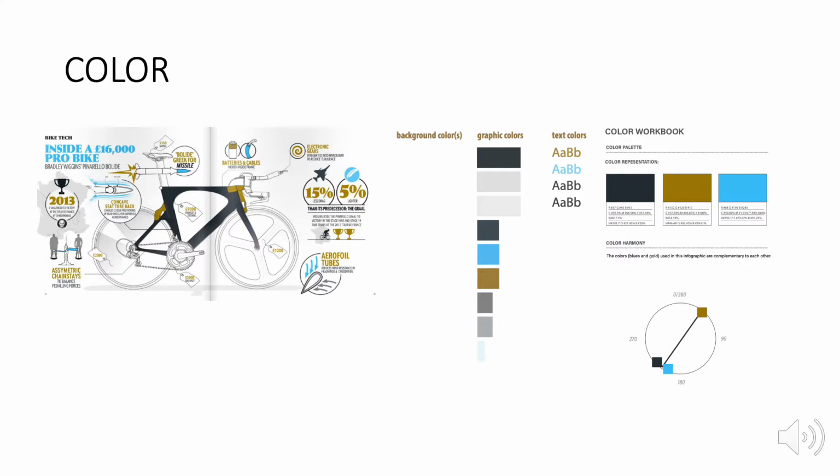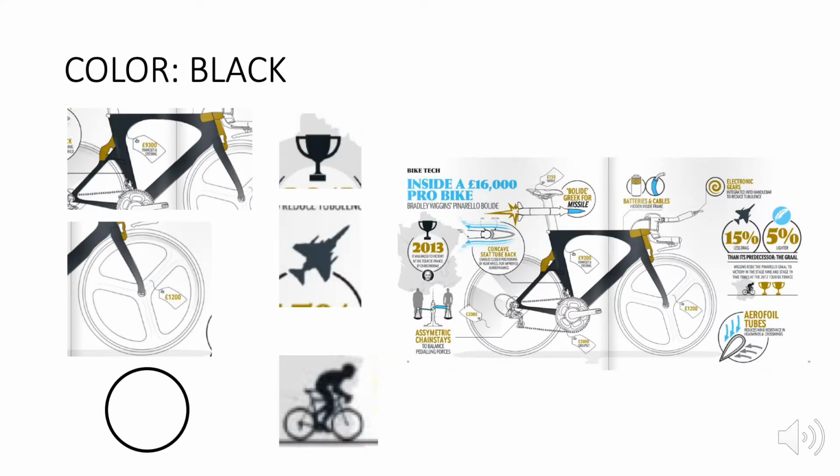The original model used black as the largest highlighting element in the infographic, as shown by the prominent bike frame and multiple black silhouette figures. Black is also used to outline the partial circle icons, the bike tires, and the illustrations within each icon.